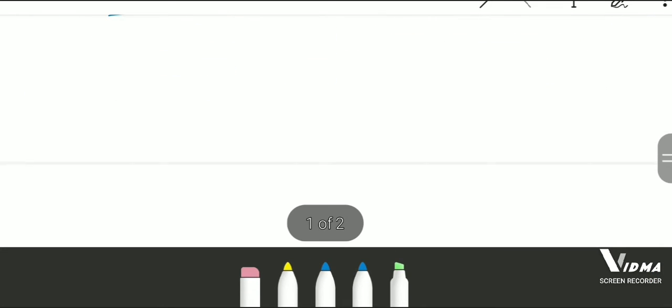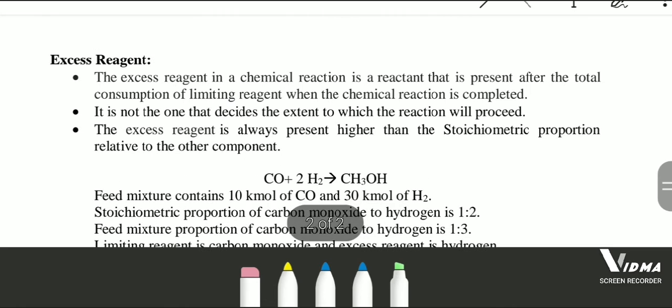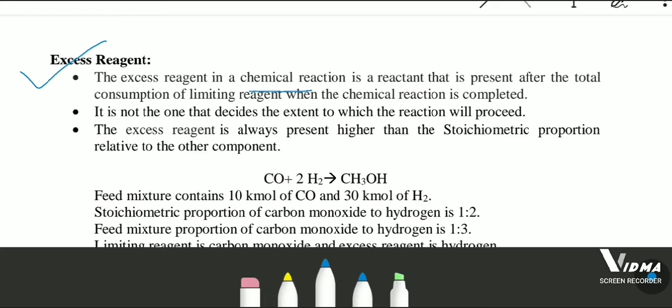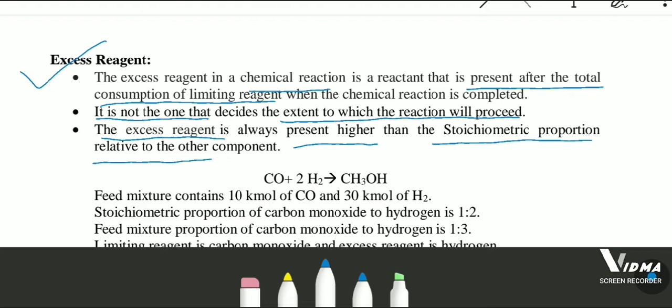Now let's come to the excess agent. The excess reagent or excess agent of a chemical reaction is the one that is present after the total consumption of the limiting reagent, meaning it is present in extra. Then the second statement, it is not the one that decides the extent to which the reaction will proceed. And in other words, the excess reagent is always present higher than the stoichiometric proportion relative to the limiting reagent.